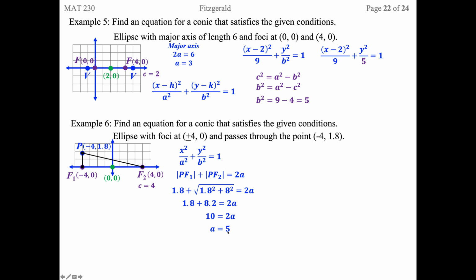Now that I have a is 5, I can plug that in for a squared, and then my c is 4, I can go find b squared. So 25 minus 4 squared for c squared, 16, is 9, so we'll replace b squared with 9, and there's our equation of the ellipse.